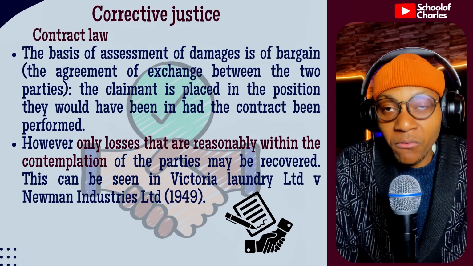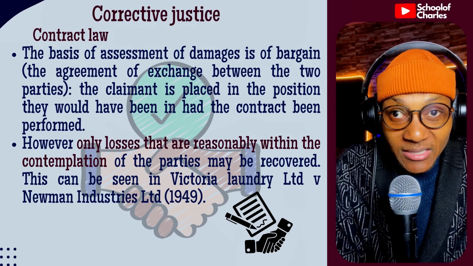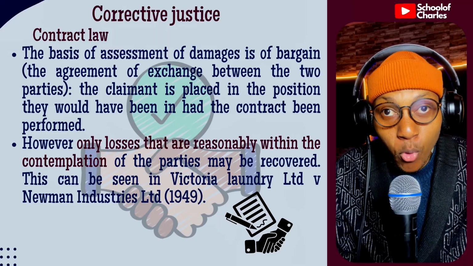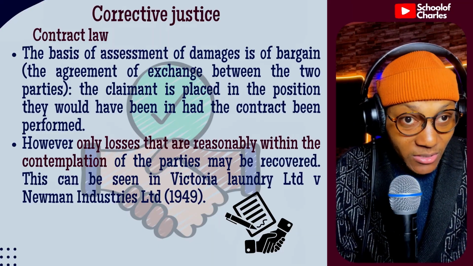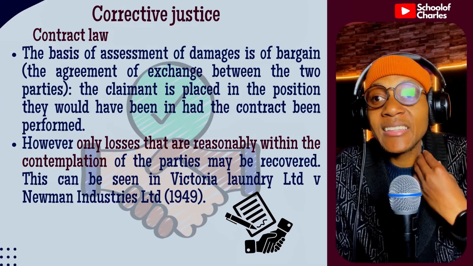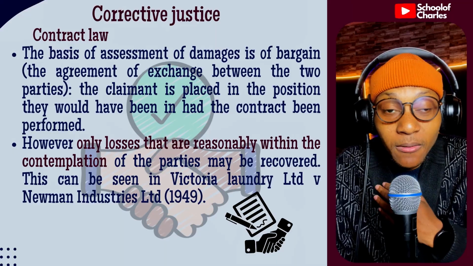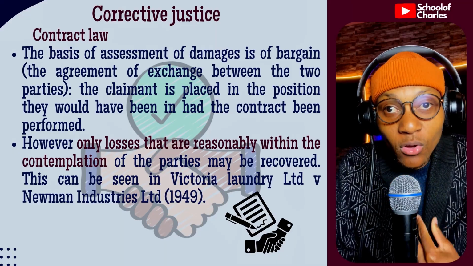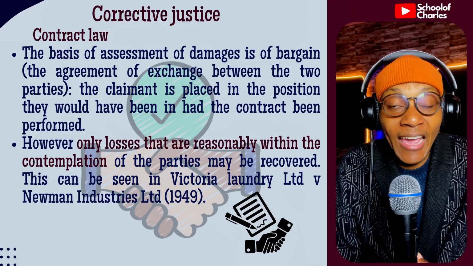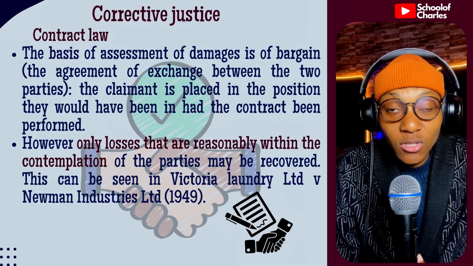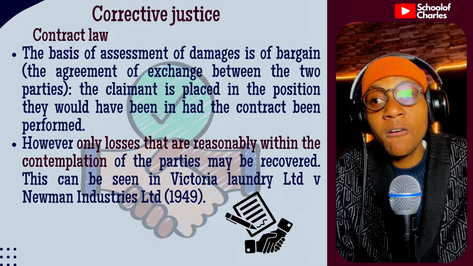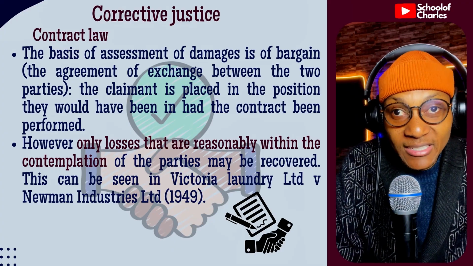So here's what happened. Victoria Laundry, a laundry business, wanted to expand. So they ordered a new boiler from Newman Industries. And Newman Industries knew that Victoria Laundry needed the boiler for their business operations, but did not know about any specific lucrative dyeing contracts they had. So the boiler delivery was delayed, and Victoria Laundry sued for lost profits due to the delay, right?